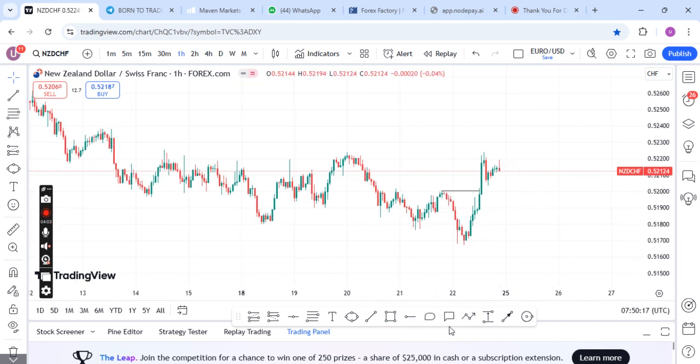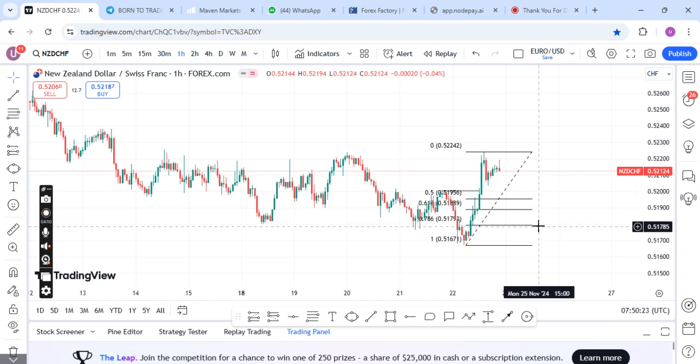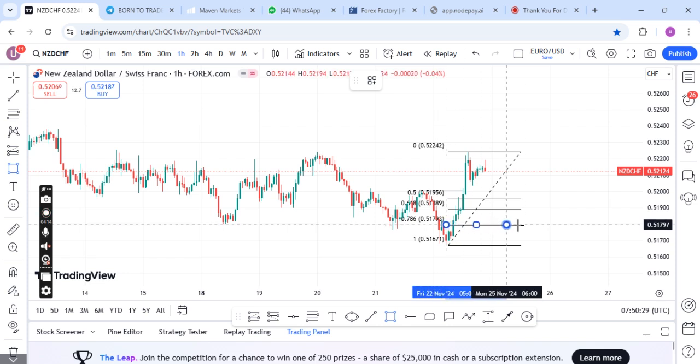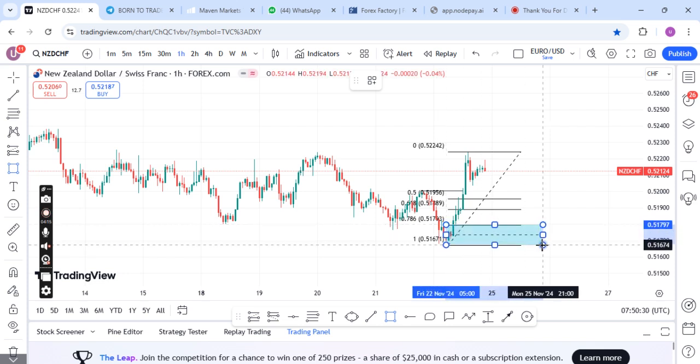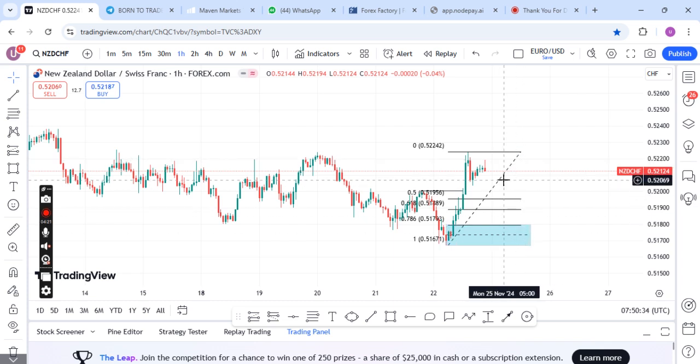So what are you to do now? You want to spot your valid point of interest. Quickly drag your Fibonacci retracement tool from the low to the top. And then where is your 78% level? This is my 78% level. So I'm going to mark it out and wait for the market to return to that zone for me to take a buy.